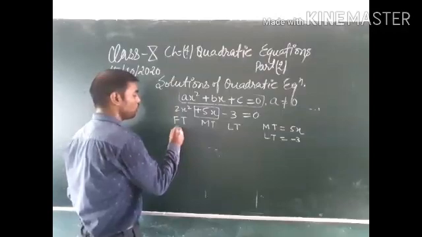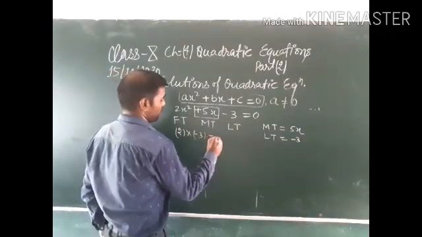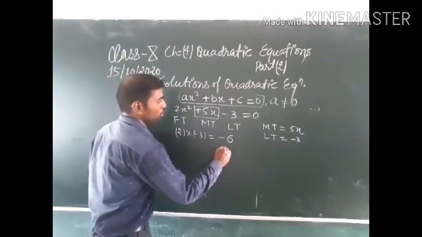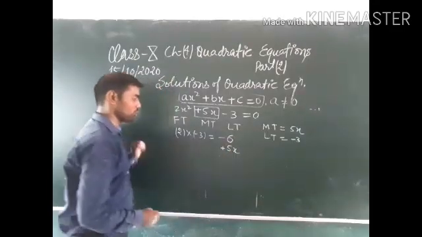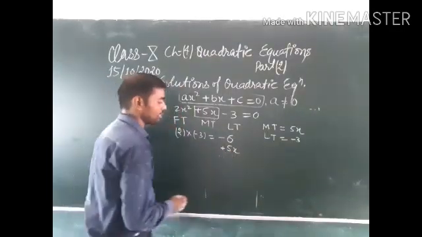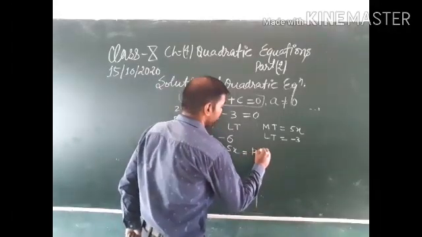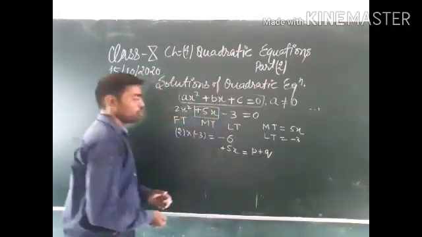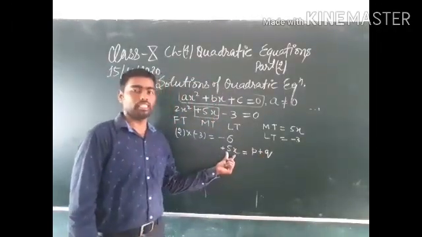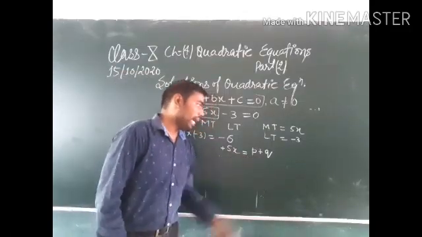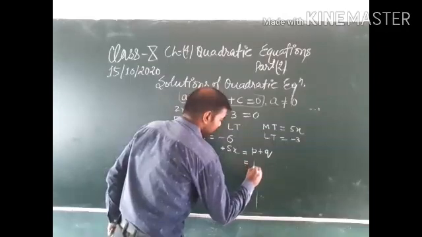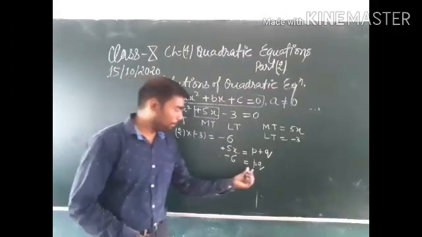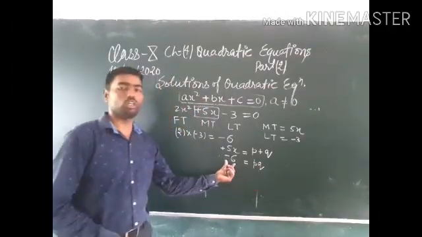When we multiply 2 with −3, we get −6. The middle term is 5x. We break this 5x into two terms, P and Q, such that the product of P and Q, that is P into Q, is equal to −6.